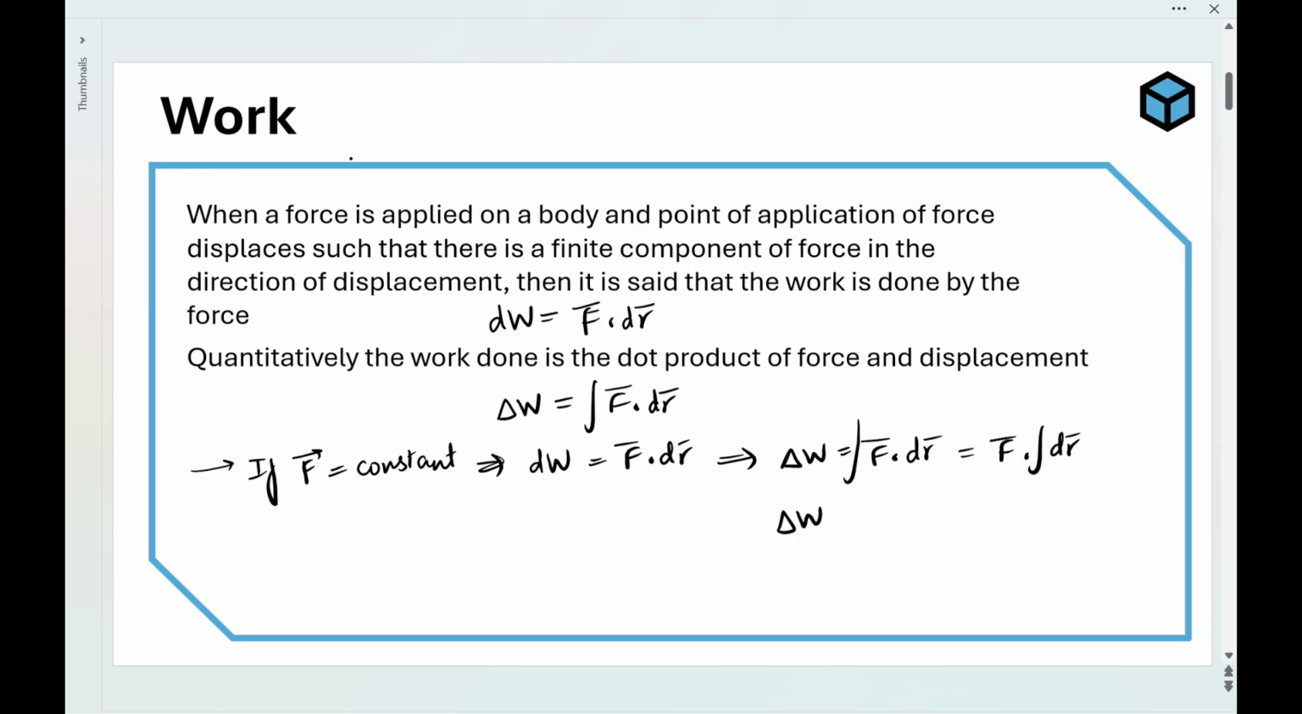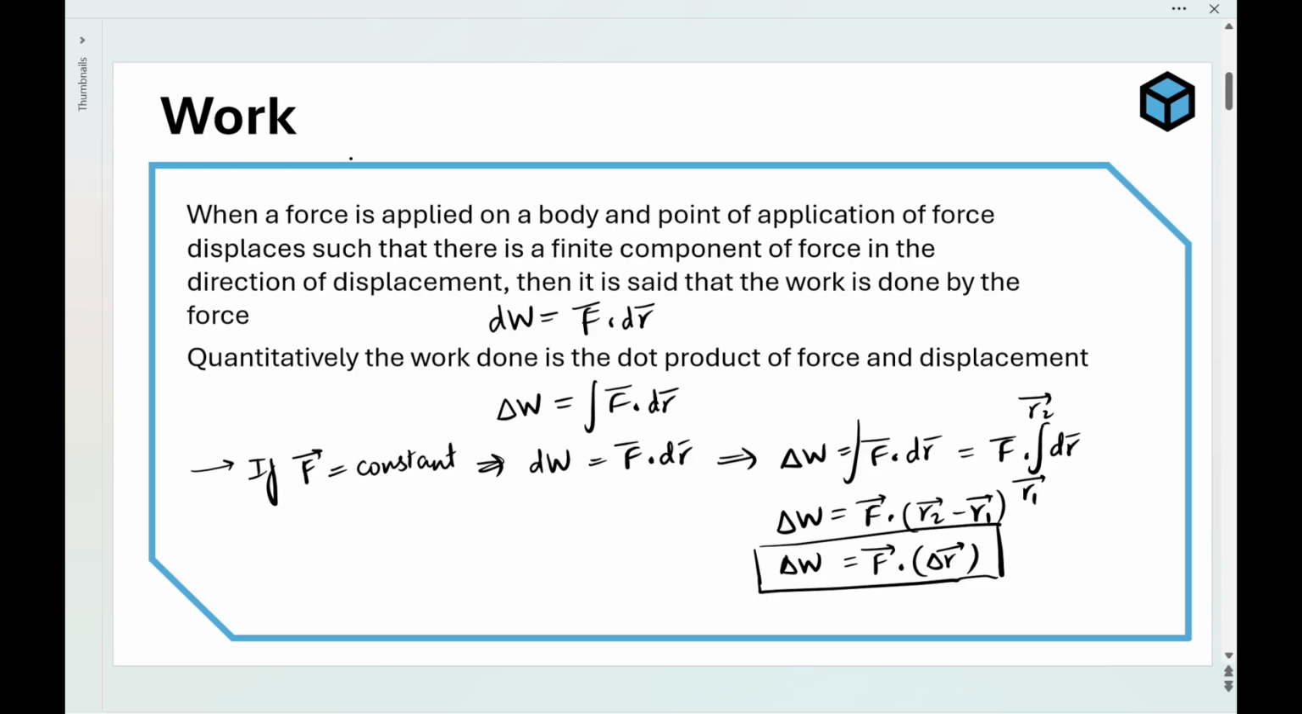So delta W is equal to F bar dot the integral going over, let's say, R1 bar to R2 bar. So we can write F bar dot (R2 bar minus R1 bar), which is nothing but the net displacement. We can write this if the force is constant.